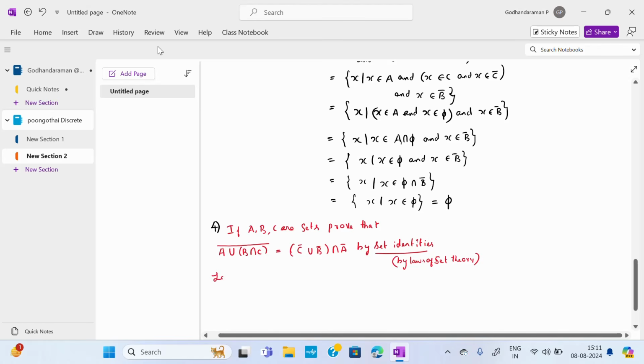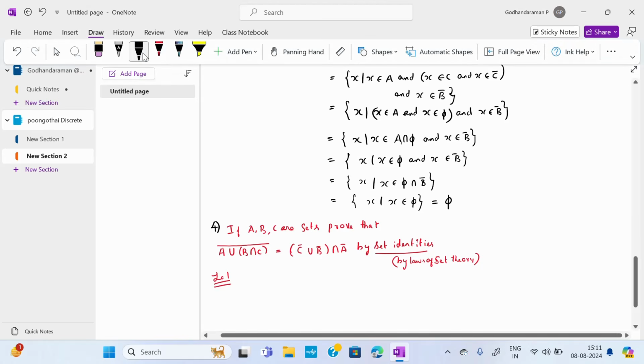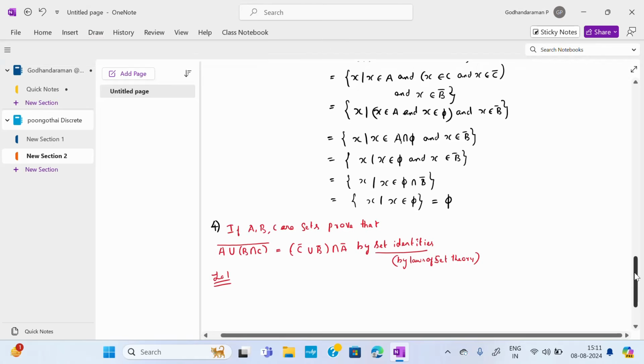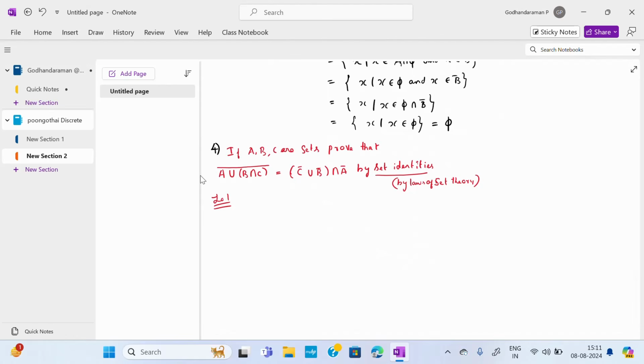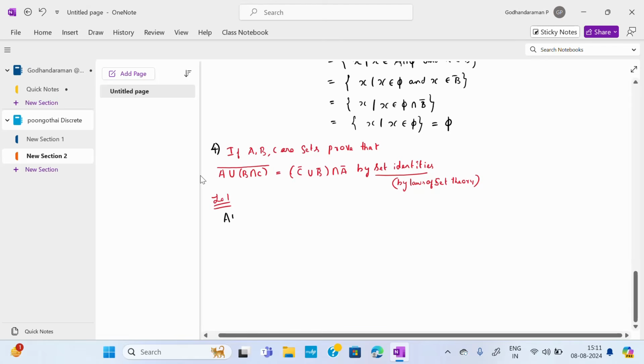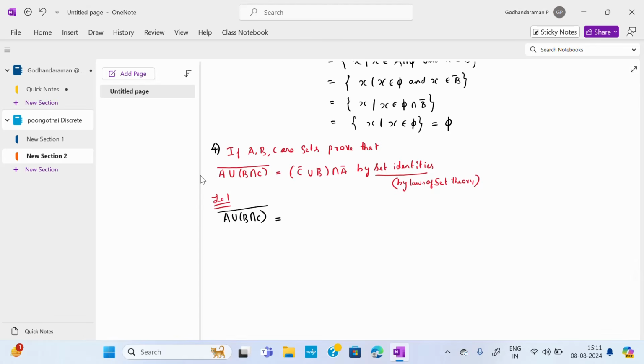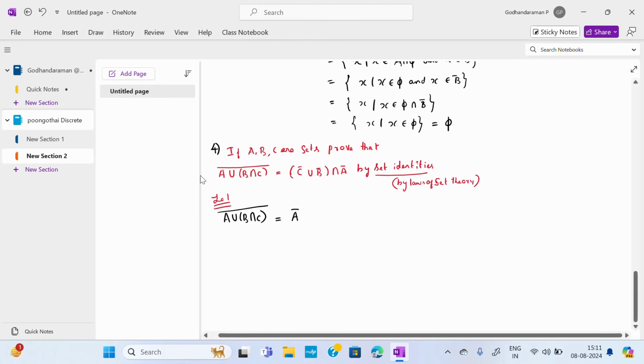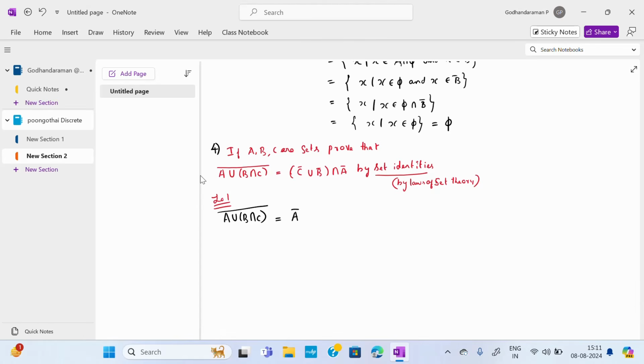Okay, we will prove it. So how to prove? First we will take the left hand side. So what is the question given? It's nothing but (A union B intersection C) the whole bar. First I will use De Morgan's law, because there is a bar on the whole expression. First I have to apply it. I consider A as one alphabet, and B intersection C fully as another alphabet.